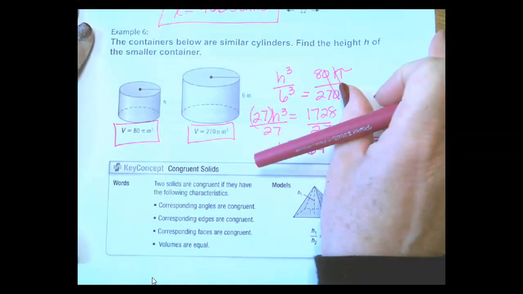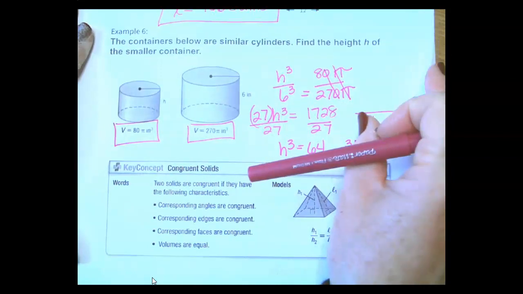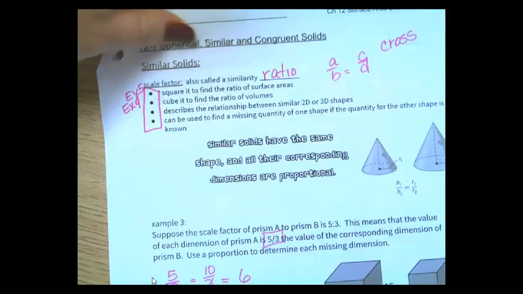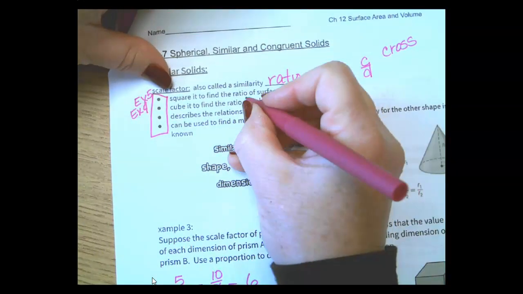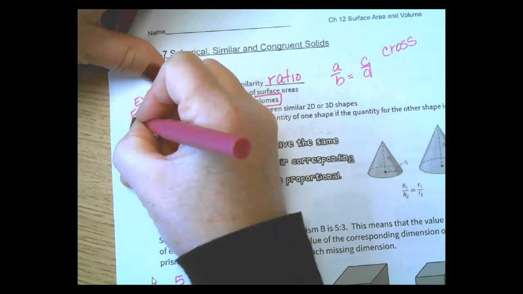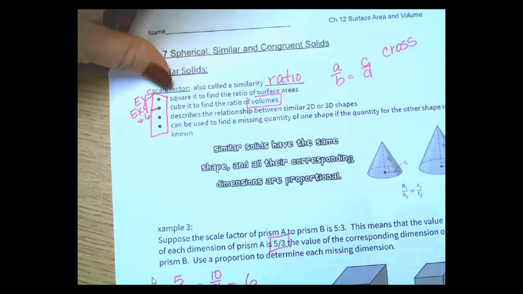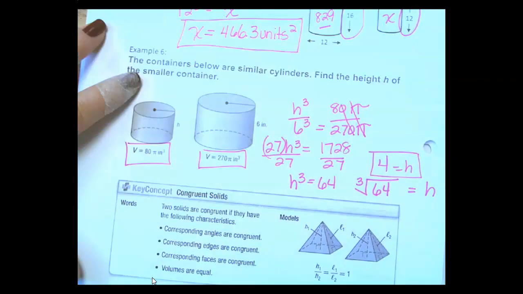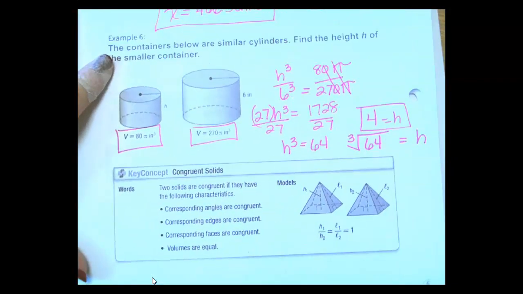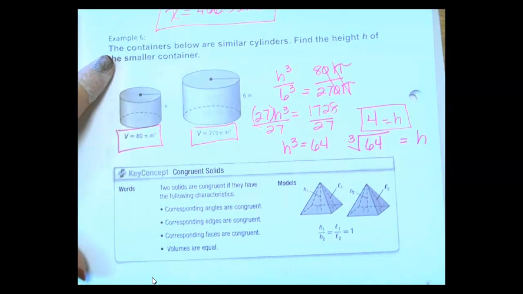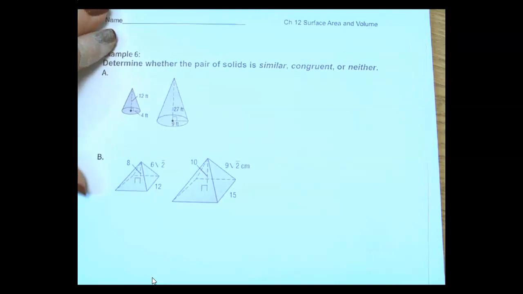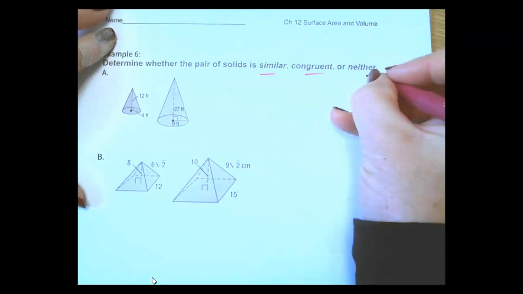Example 6, again, that has to do with volume. So if we wanted to flip this back over, example 6 has to do with volumes. So that's example 4 and 6 right here. Okay. Next, it's talking about if they're congruent. Obviously, if they're congruent, they're going to equal each other. That one's that. This next one, okay, so we're going to determine if they're similar, congruent, or neither.